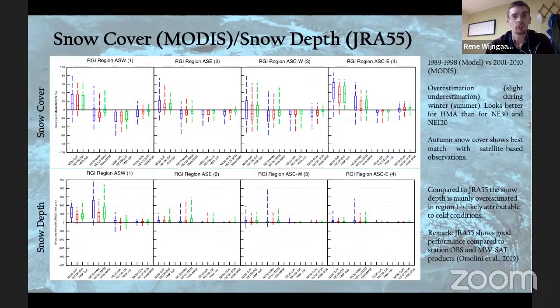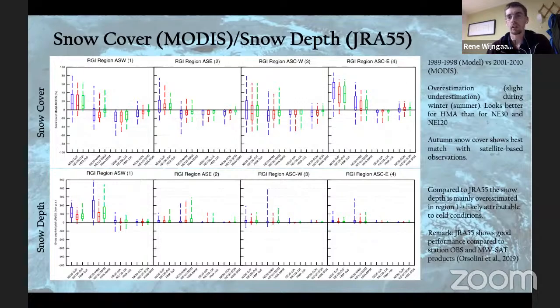Snow cover and snow depth. For snow cover, it was difficult to compare with a satellite-derived data set over this period. There is one, but it's not really accurate. So I decided to use MODIS as a comparison, and then only compare the first year of the 10 years of the MODIS dataset with the last 10 years of my results.